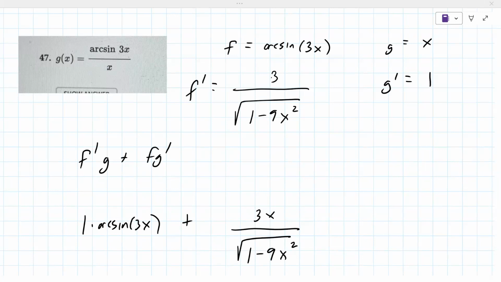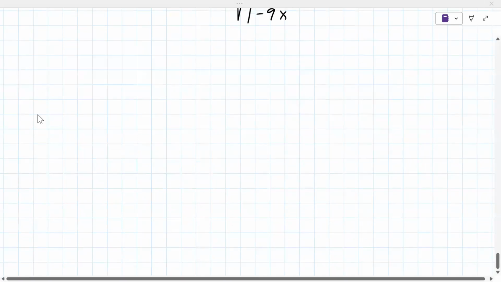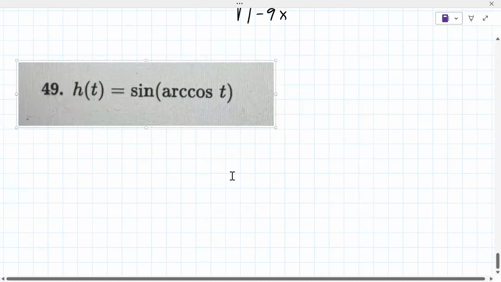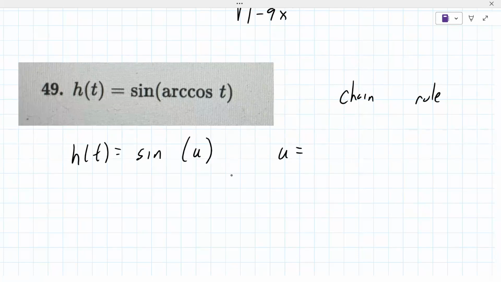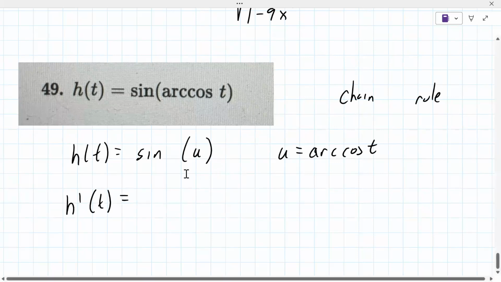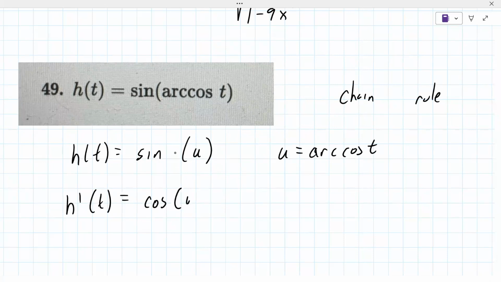Okay. Let's look at 49 next. So this is a chain rule problem because there's an inside function there. So h of t is really sine of u, and u is really arc cosine t. So for the chain rule, take the derivative of the outside function. Derivative of sine is cosine. You keep the inside function, and then you multiply by the derivative of the inside function.